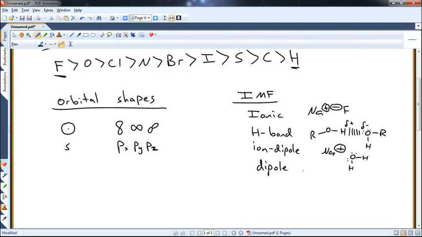Dipole-dipole then would be something like, I think in class I used an ether as an example. Oxygen is electronegative. It pulls electron density away from this R group. The R group is just a bunch of carbons, and so there's a partial negative on this oxygen and a partial positive on this R group. That's a slight interaction. That's the dipole-dipole interaction. And the last one is London dispersion forces, or van der Waals interactions.